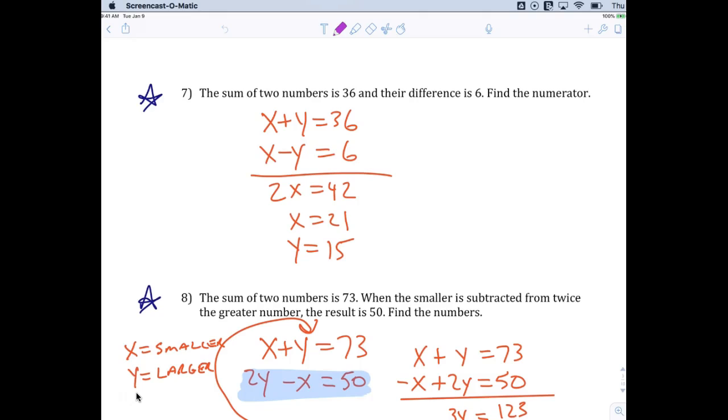And now, what do we do? We just added them together. Why is this one so easy? Because the y and the negative y do what to each other? Cancel each other out. You're left with 2x is equal to 42, or x is equal to 21. And then you just take 21 and plug it in. 21 plus what is 36? 15.